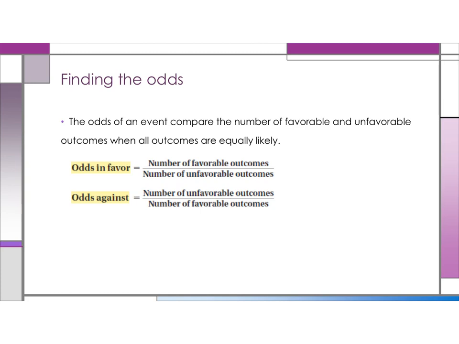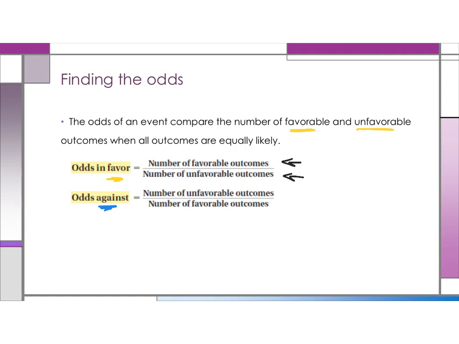Next, we're going to talk about odds. So the odds of an event compare the number of favorable and unfavorable outcomes when all outcomes are equally likely. You have to read the question because it's either going to ask for the odds in favor or the odds against. When it's odds in favor, you're going to put the number of favorable over the number of unfavorable. So what you're trying for goes on the top and everything else goes on the bottom.